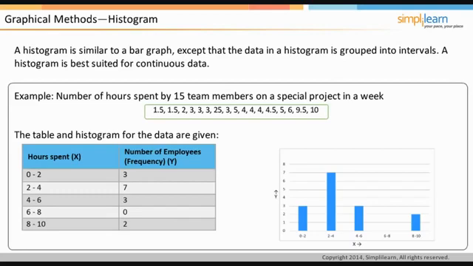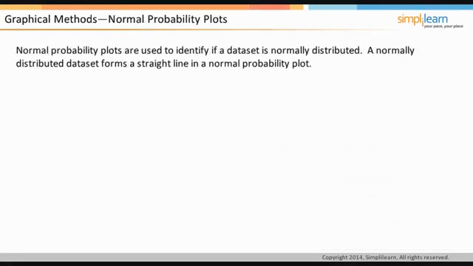In the following screen, we will look at the next graphical method, normal probability plots. Normal probability plots are used to identify if a sample has been taken from a normal distributed population. When sample data from a normal distributed population is represented as a normal probability plot, it forms a straight line.